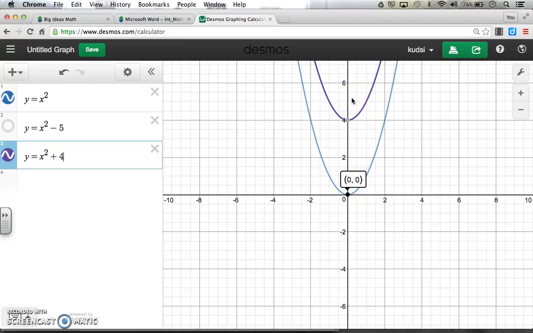You can totally use the calculator for answering these types of questions, but eventually you want to be making predictions without having to use the calculator. Eventually you want to know, oh yeah, -5, that's down 5. Oh, +4, that's up 4.